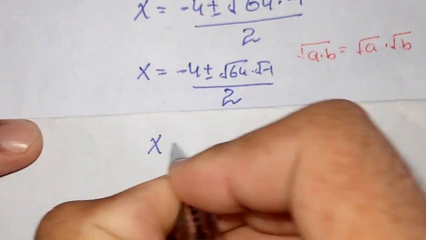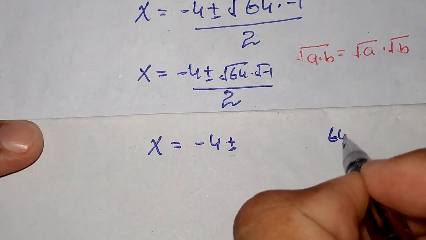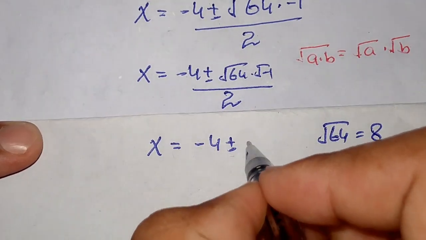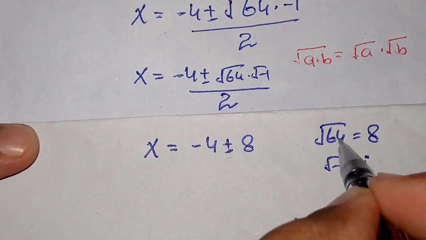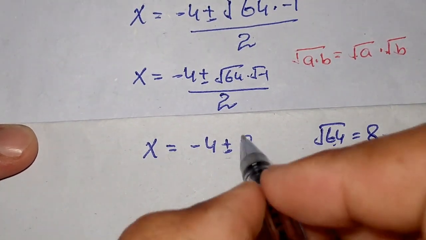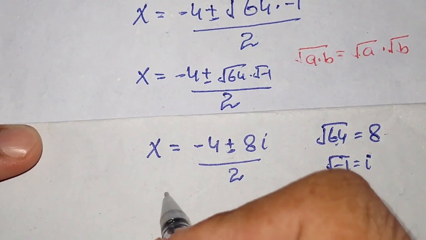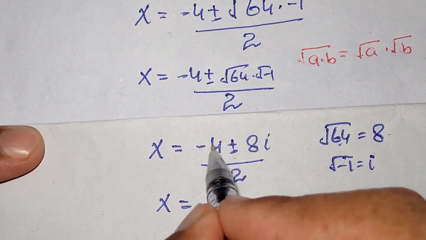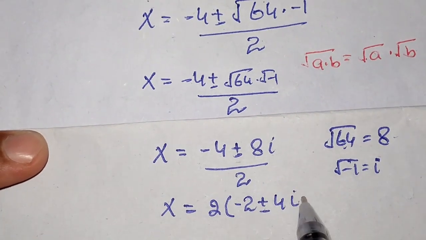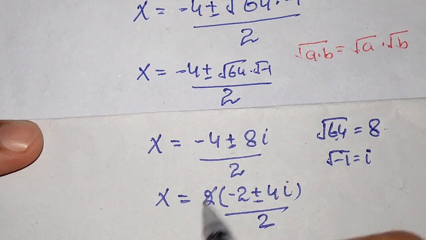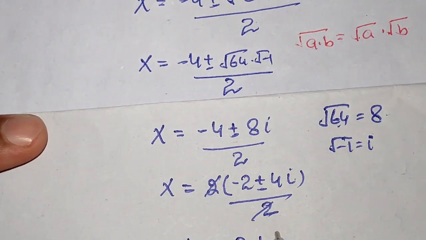x is equal to minus 4 plus minus square root of 64. We know that square root of 64 is equal to 8, and square root of minus 1 is equal to i. So we replace square root of 64 by 8 and square root of minus 1 by i. So this is 8i over 2. Now we take 2 common: 2 times minus 2 plus minus 4i over 2. Here this 2 cancels with this 2. So x will be equal to minus 2 plus minus 4i.